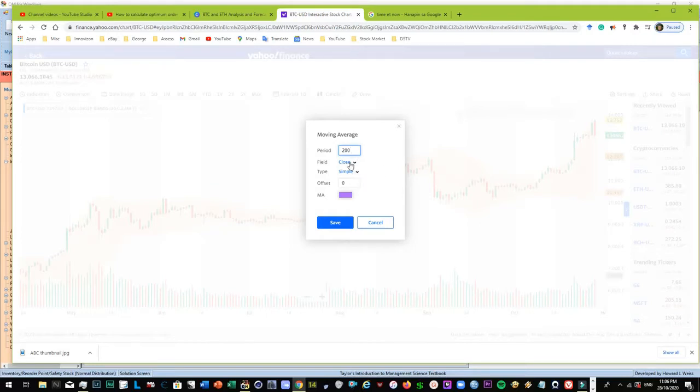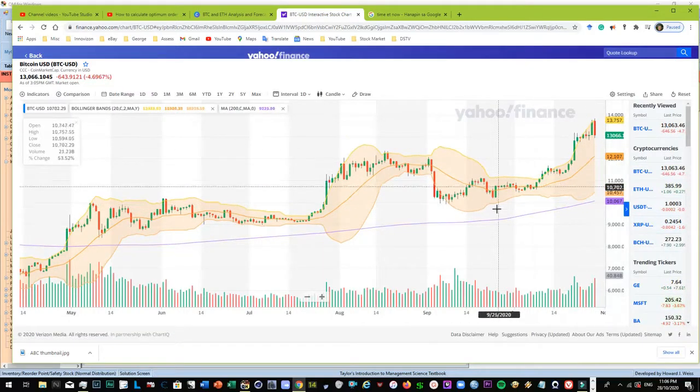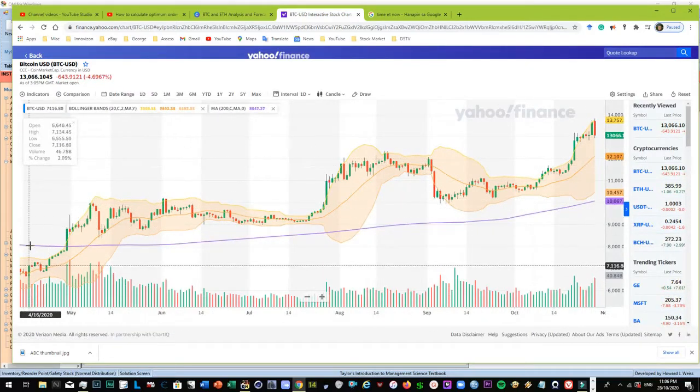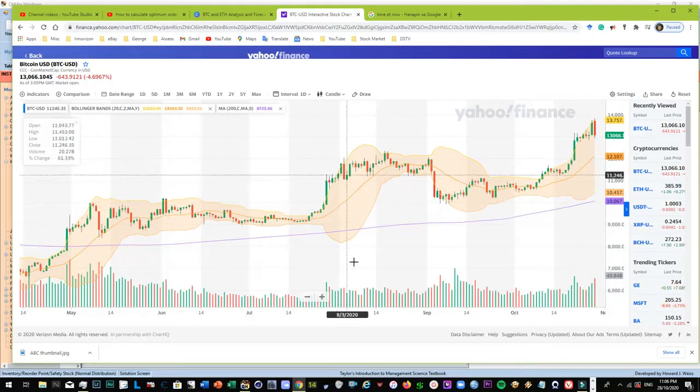We can use simple or exponential. Really depends on you. Now the colors will be important later on. So let's just put 200 period average, and it's violet. So this is the one. What does that mean? What does moving average of 200 period mean? It means that if you add the past 200 days, this is the average, right? So this is what we call a long-term average.